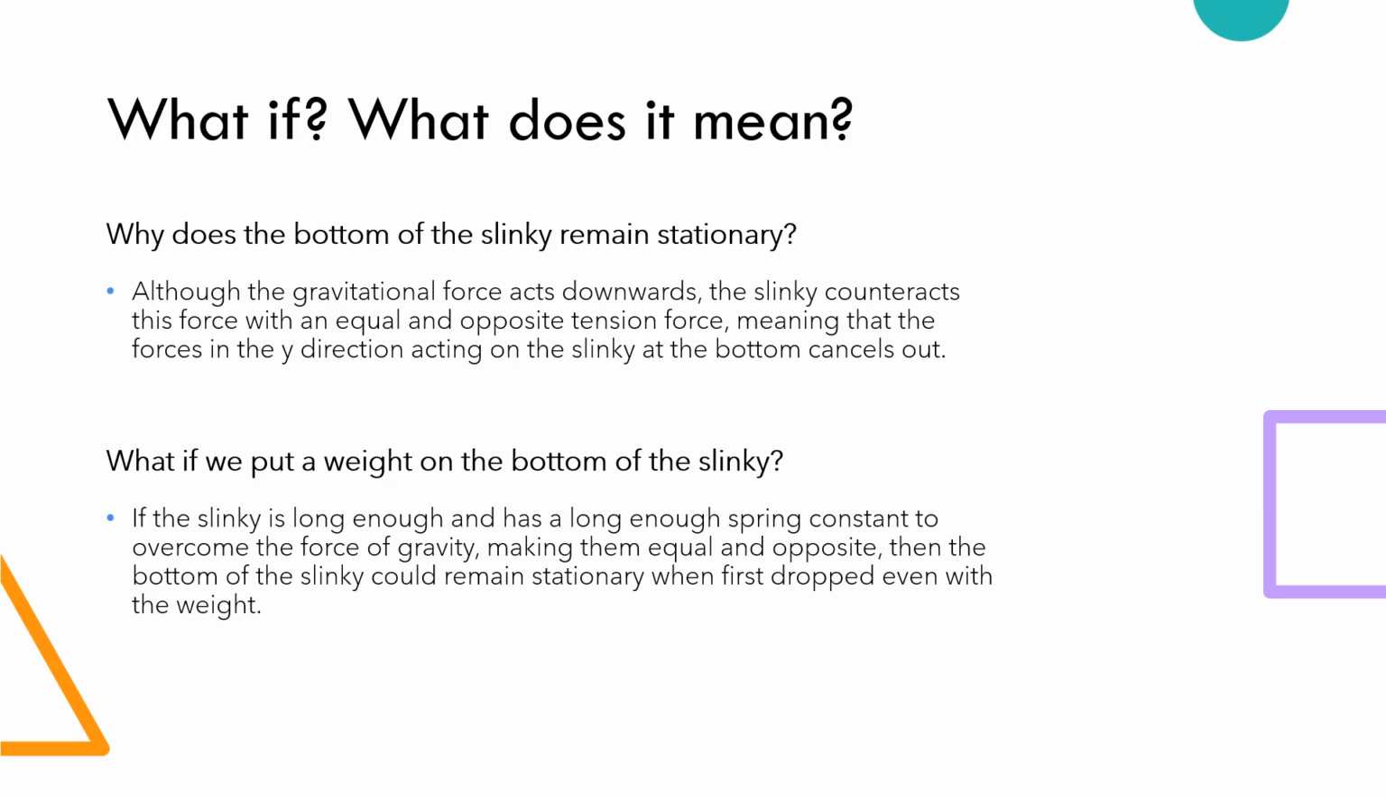What if? What does it mean? Why does the bottom of the slinky remain stationary? Although the gravitational force acts downwards, the slinky counteracts this force with an equal and opposite tension force, meaning that the forces in the y direction acting on the slinky at the bottom cancel out.